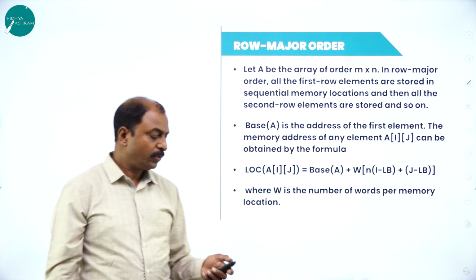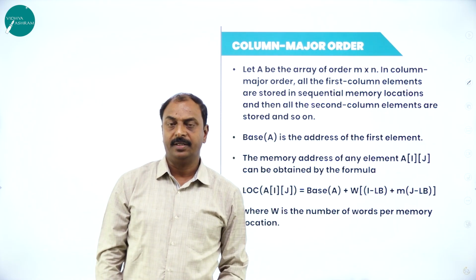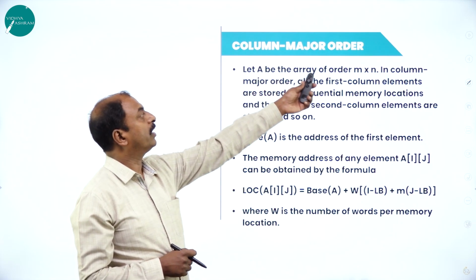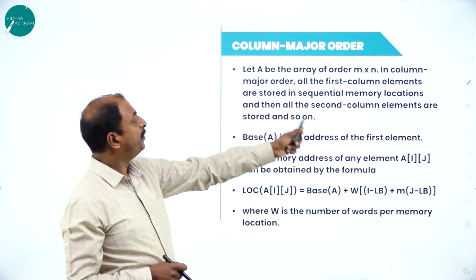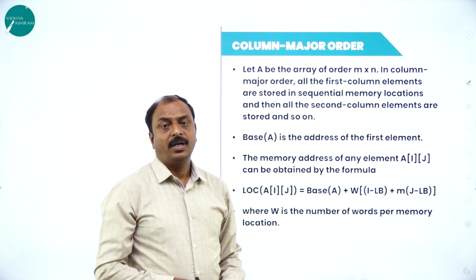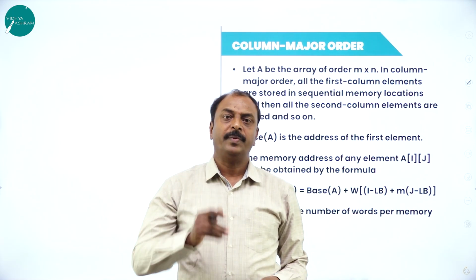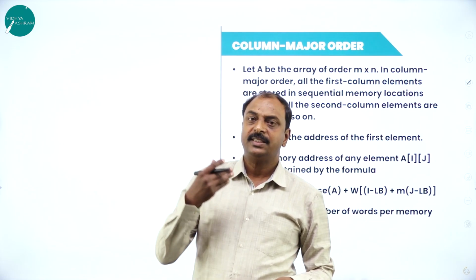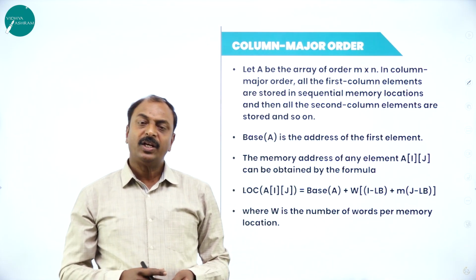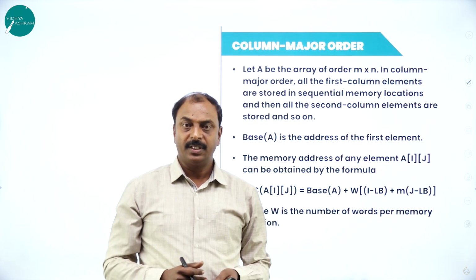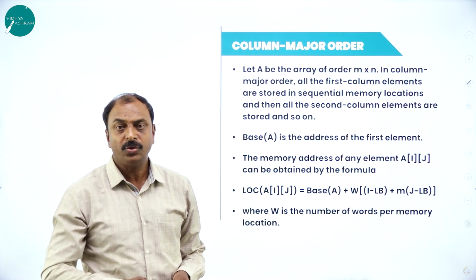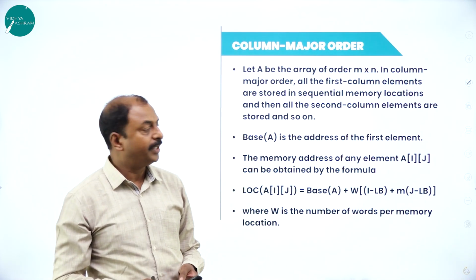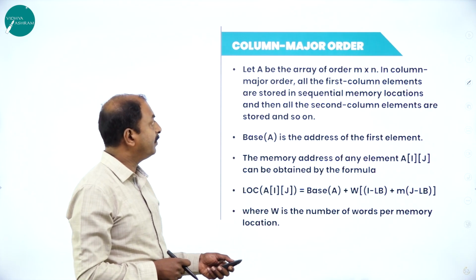Now let us move on to column major order. Now look at what column major order is. In column major order, the first column elements are stored in the first memory addresses, next the second column elements, and next the third column elements. So this is how the elements are stored in column major order. Now let us see an example.